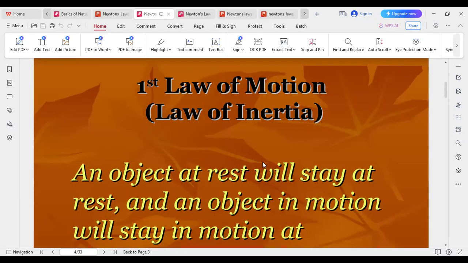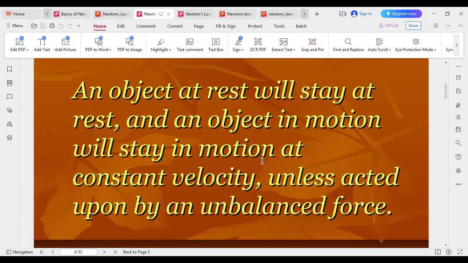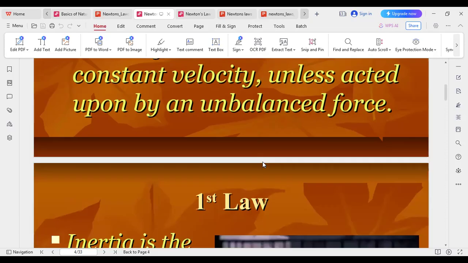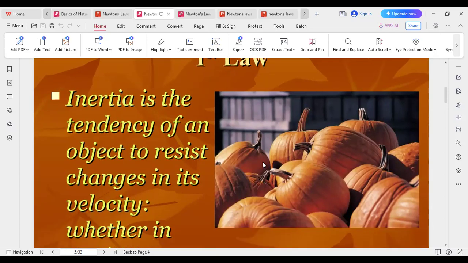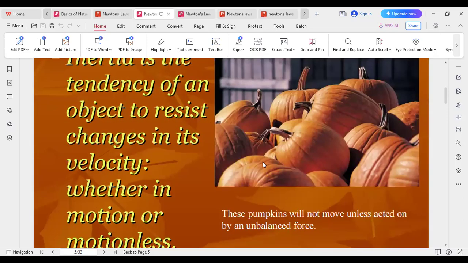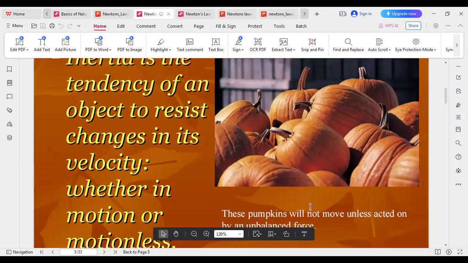Now the first law of motion is also called the law of inertia. An object at rest will stay at rest, and an object in motion will stay in motion at a constant velocity unless acted upon by an unbalanced force. So this is the first law. Inertia is the tendency of an object to resist changes in its velocity, whether in motion or motionless. These pumpkins will not move unless acted on by an unbalanced force. So if we take away a pumpkin, then they will all move.